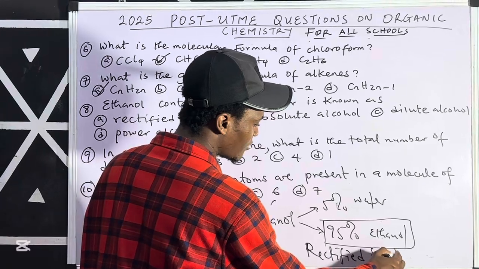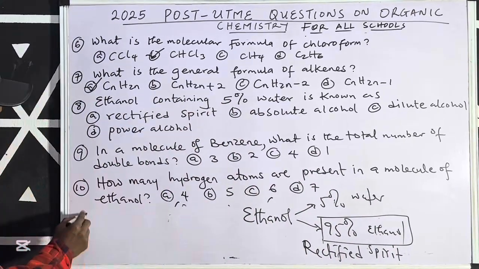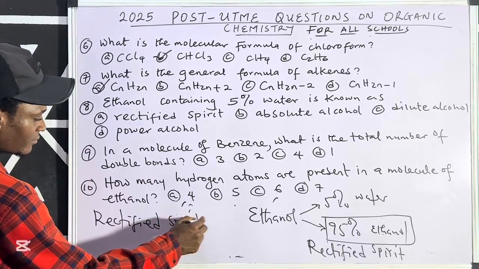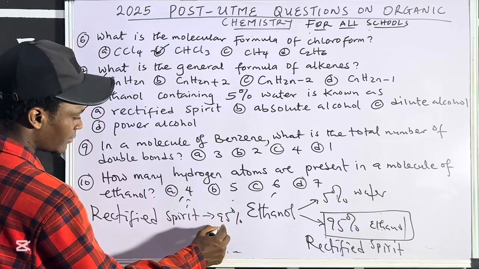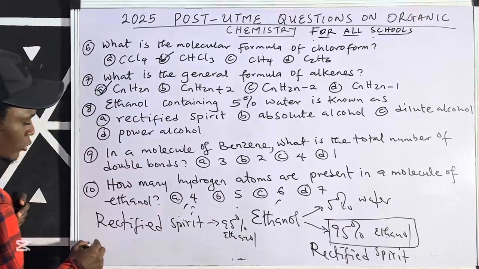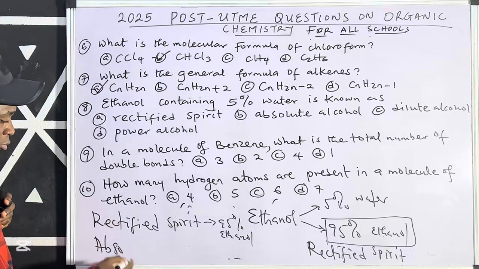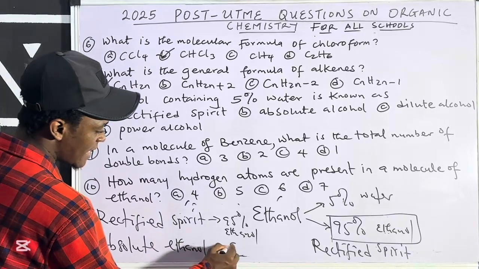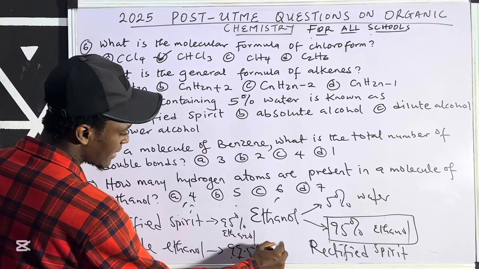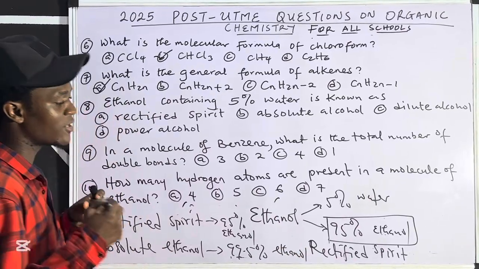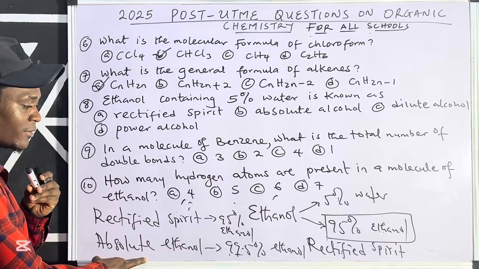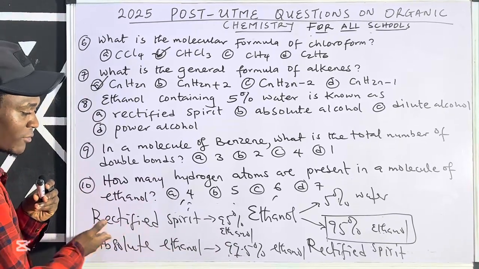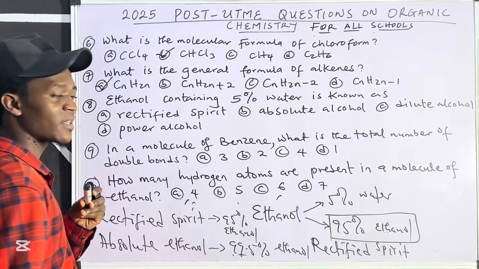So one very important thing that you need to know is this, that rectified spirit exists. Rectified spirit contains about 95% ethanol. Then absolute ethanol, or you could say absolute alcohol, whichever one, contains 99.5% ethanol. So the one that has the highest percentage of ethanol is absolute ethanol. So I can as well say it contains about 0.5% water. That's for the absolute. While that of rectified spirit contains 5% of water and 95% of ethanol.